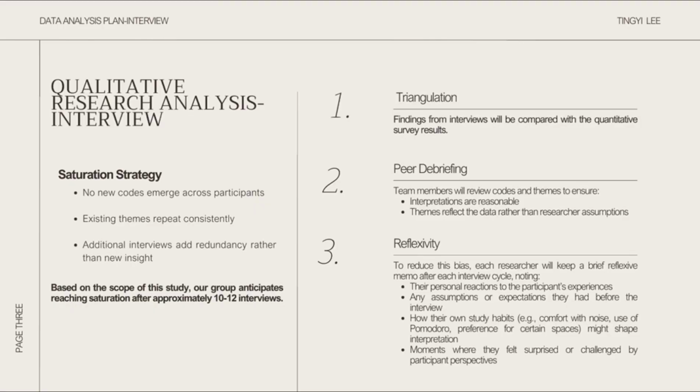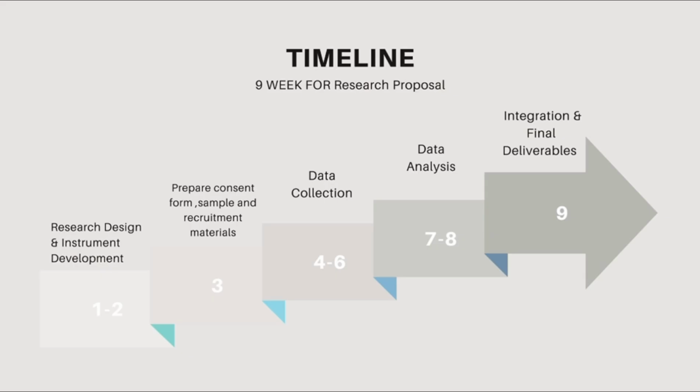We grouped related codes into categories such as barriers to concentration or comfort-enhancing conditions and developed broader themes showing how comfort, distraction, and motivation shape efficiency.